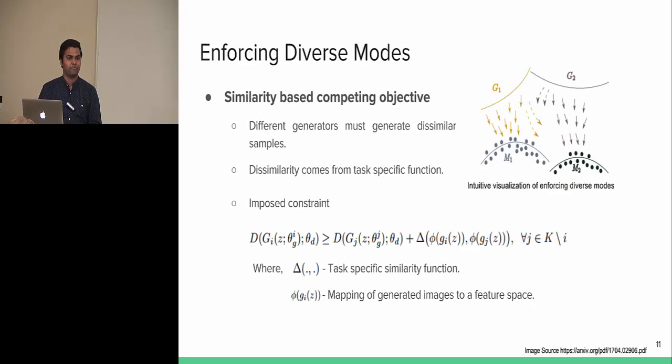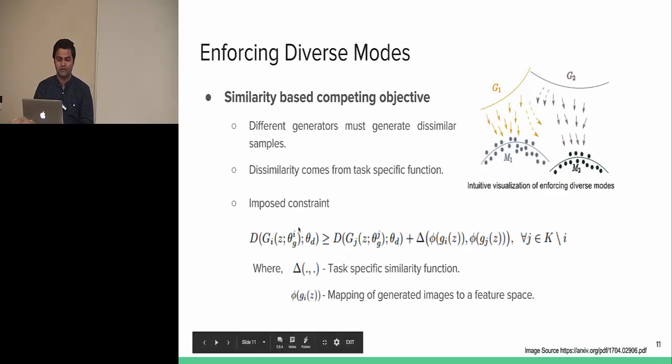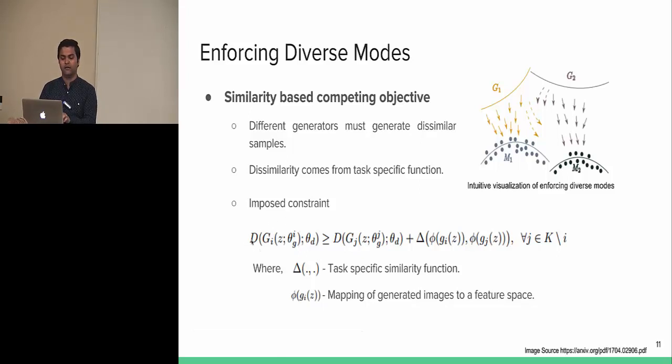And also, you should talk about the second part. Yeah. So the constraint here is that the output of the discriminator for generator I should always be greater than or equal to the output for the other generators J, plus this constraint term that we are introducing. So the discriminator should say that the image generated by the ith generator is much more real than the others.